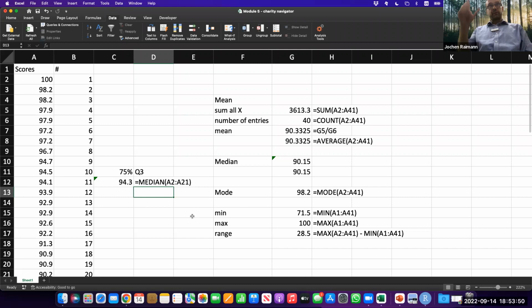Sorry, I meant under the mode, the min, max, and max again. Oh, that's the range. That's the first mark of variability.